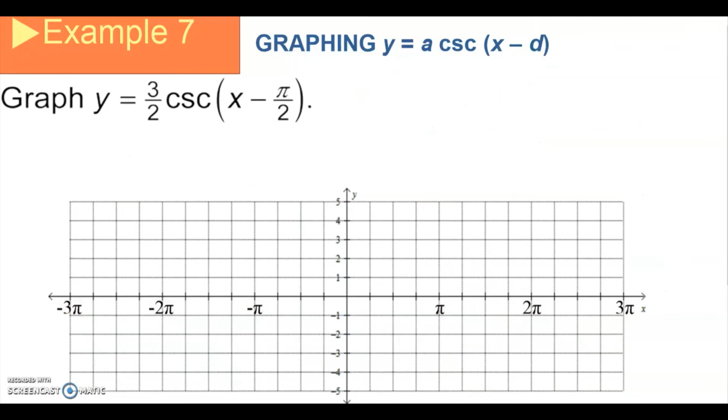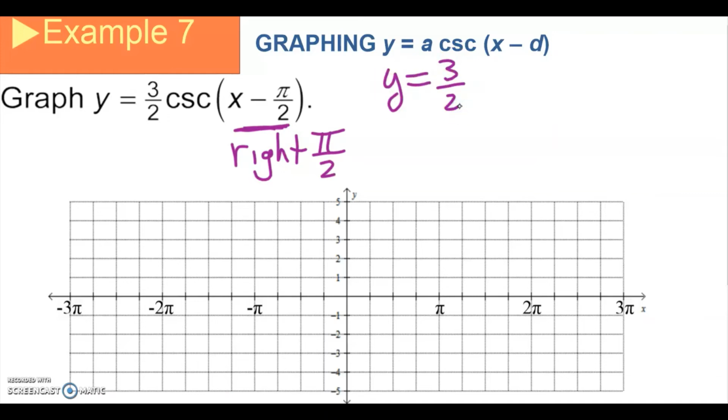Number 7, we got a cosecant wave. Okay, so cosecant you're going to treat like a sine. But also we have a shift, notice. Okay, this shift says to the right, pi over 2. So what I'm going to do is I'm going to ignore the shifting. We'll get that in later. And I'm going to treat this thing like a sine graph.